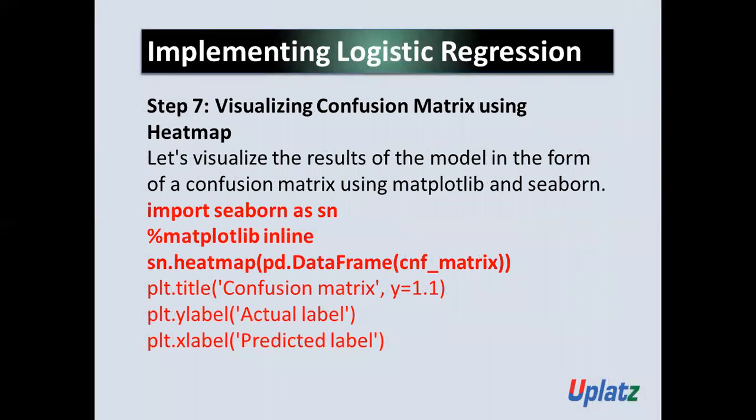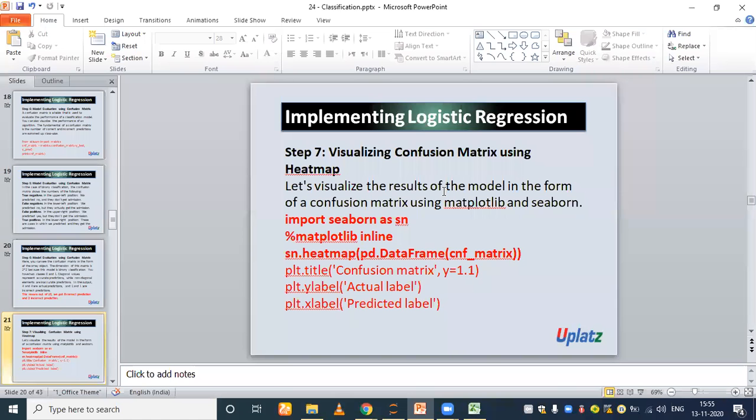Okay. Now the seventh step is visualizing the confusion matrix using the heat map. If you want to visualize the confusion matrix with the help of a heat map, you can also do that. So let's visualize the result of the model in the form of a confusion matrix using matplotlib and Seaborn. So let me explain this code here. So see here.